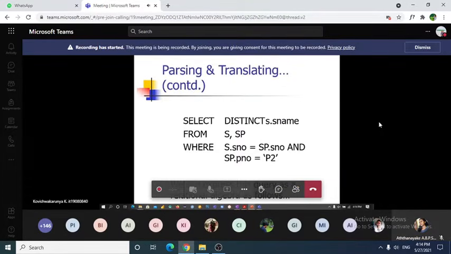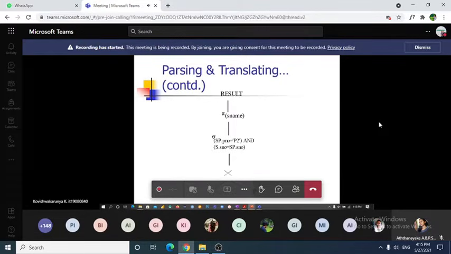Yes, so this query. If you see this query, select from, there are 2 tables, S and SP. And there's a condition that from the SP table only P number P2 can be selected, and then you have a join condition. To write this query, we have various ways. So this is one example. Initially you can join the S and SP tables.